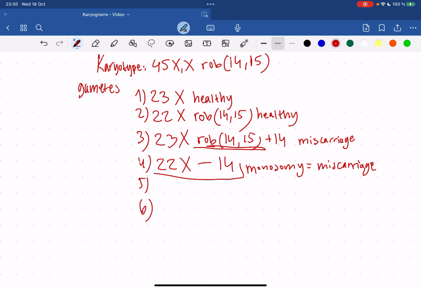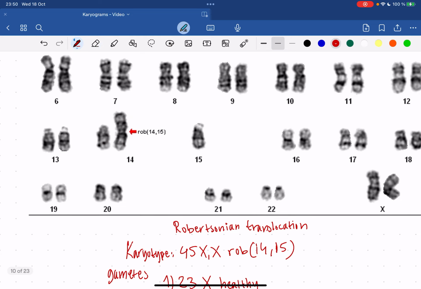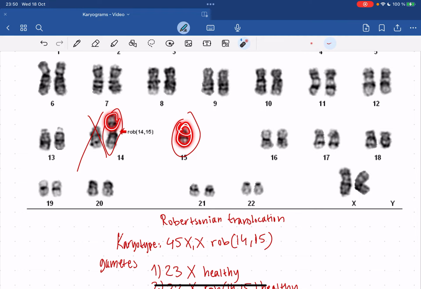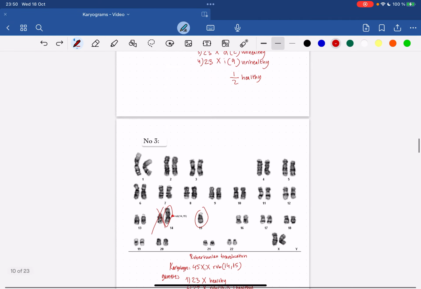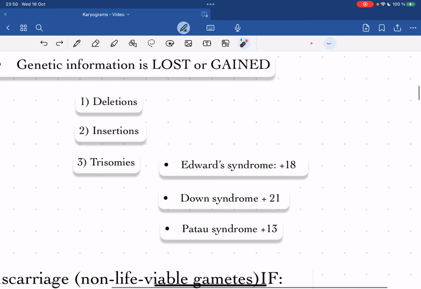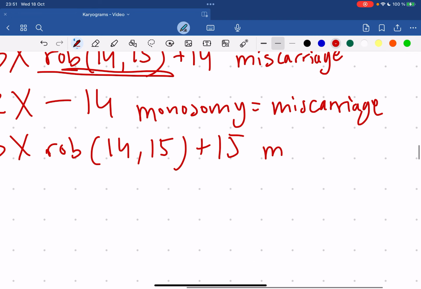Number 5 is the same, only with the number switched from 14 to 15, and I'll show how that looks like in a second. Let's just write down exactly like this one. 23X Robertsonian 14, 15 plus 15 instead of plus 14. So how would that look like? That means that we have an addition of 15. So we would pick this one and not that one. So this would represent 14, this 15, but also this 15. And therefore we would have 2 15s in one gamete, which is not good. We're supposed to have one of each. So that would be a trisomy 15. And if we remember, would this be viable for life? Trisomies are only viable for life if it's on 18, 21, or 13. Because this is 15, this will be not viable for life, i.e. it would lead to miscarriage.